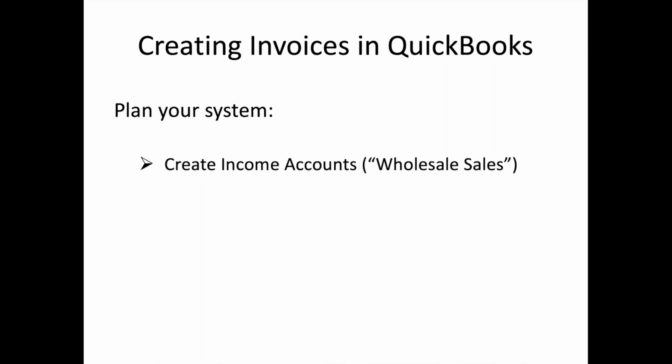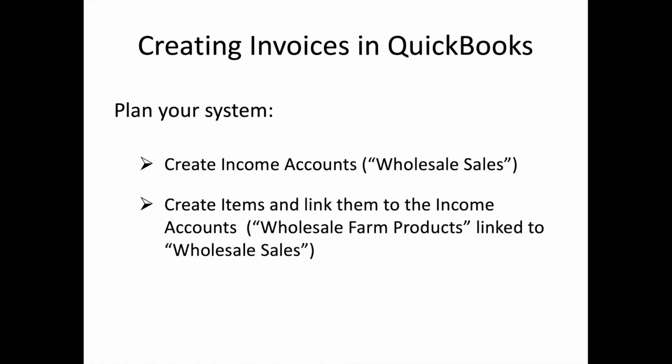You first have to decide how you will track your income by creating appropriate income accounts that suit your business's needs. In this model chart of accounts, we provide you with income accounts by type of sale, like wholesale sales or farmers market sales. Then you will have to create items to describe your products to be listed in the invoices and link these items to the various income accounts. For example, wholesale farm products should be linked to the income account wholesale sales, and the item restaurant farm products to the income account restaurant sales.